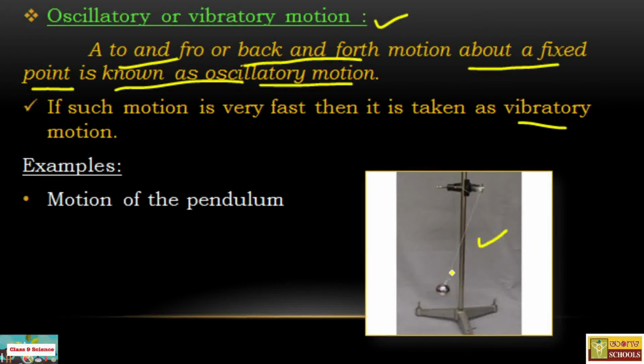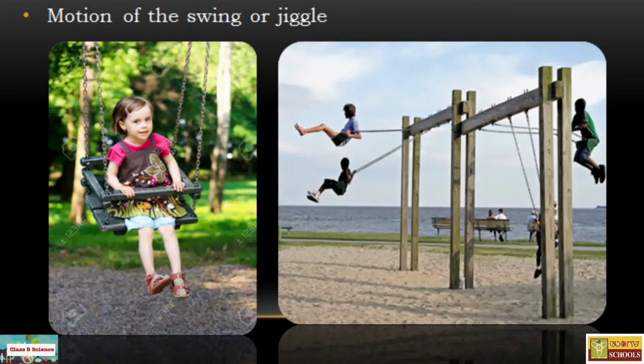I hope you understand. What do you mean by to and fro or back and forth, if you are asking? This pendulum bob is moving from this point and yet again it is coming to this point and again moving like this. This is called to and fro motion or back and forth motion of the body. So the motion of the pendulum is the best example for oscillatory motion. Similarly, the motion of the swing or jiggle. You are already experiencing it. I hope you enjoyed all these things, but without knowing the physics of it, isn't it? Anyway, this is another example for oscillatory motion.